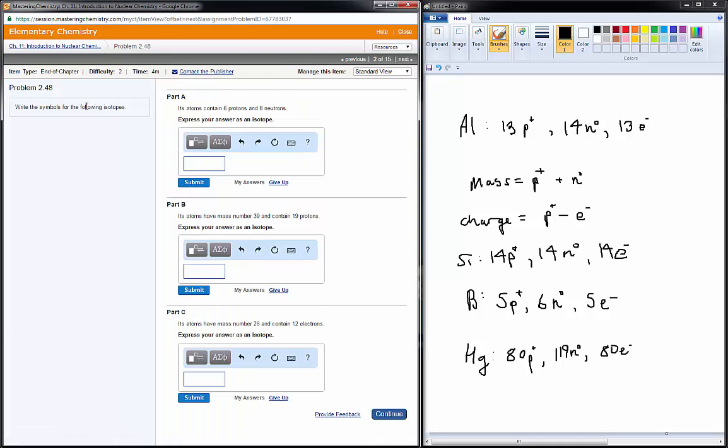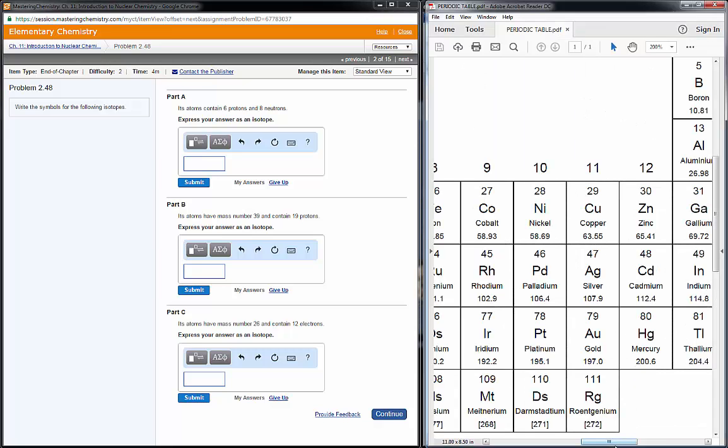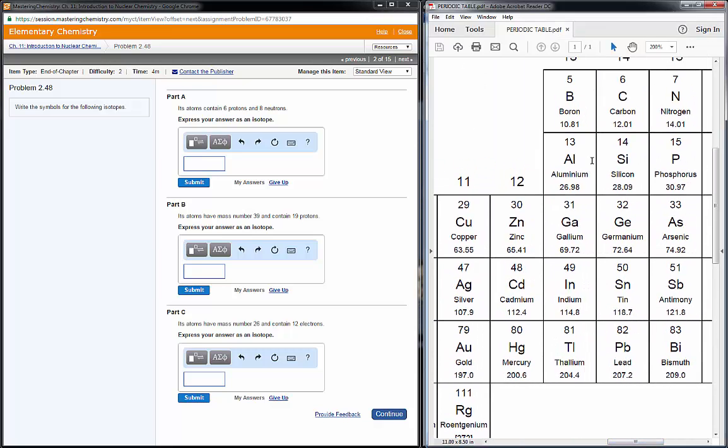All right. Now symbols for the following isotopes. If I have 6 protons, then by definition, atomic number 6, I'm carbon. And then if I have 8 neutrons, then my total mass is the sum. So 6 plus 8 is 14. So I'm carbon with a mass of 14.